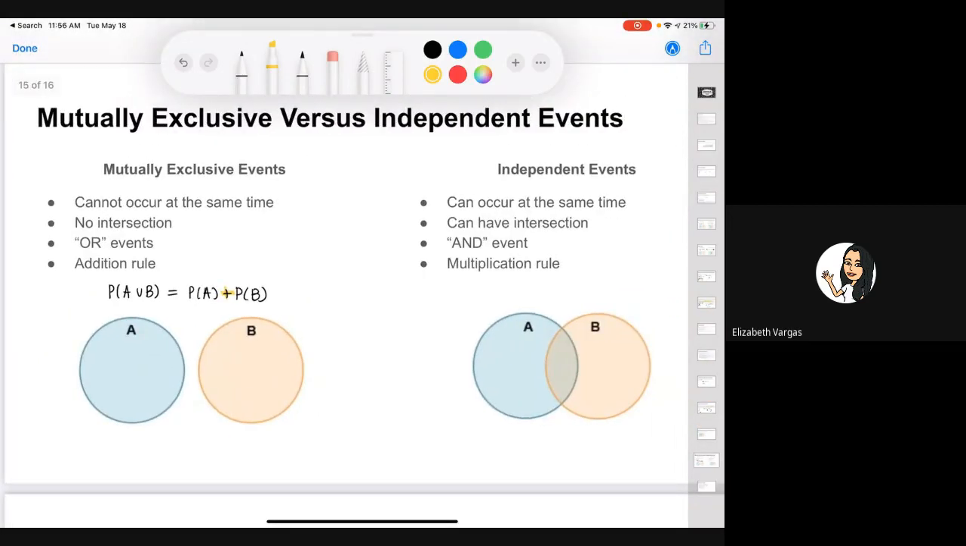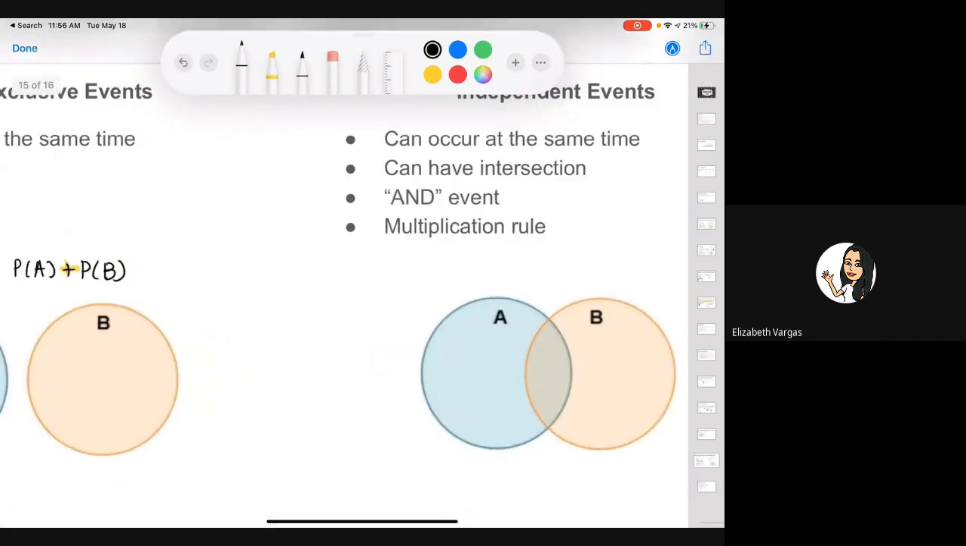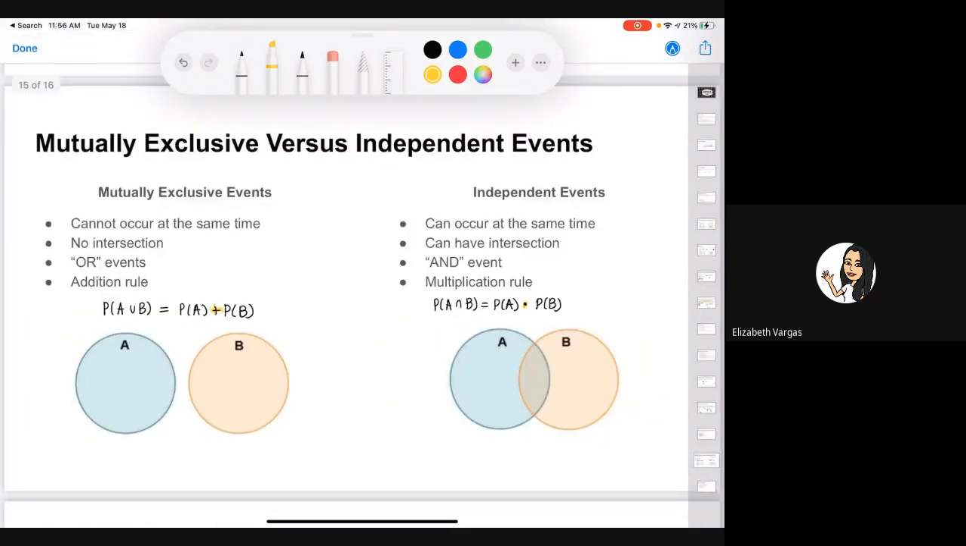An independent event can occur at the same time. It does have an intersection. It can be one and the other, and it's known as the multiplication rule. It's known as the multiplication rule because it uses multiplication, P(A) times P(B). Right? So depending on what word problem you'll get, you'll know whether to use mutually exclusive or independent. And then if you're using mutually exclusive, you use this equation. If you're using independent, you use that equation.